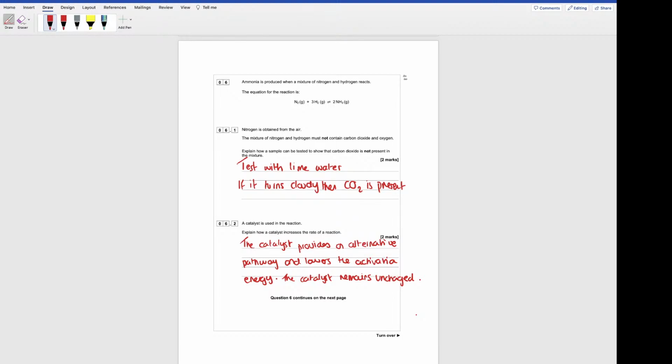So a catalyst only provides an alternative pathway. It doesn't, in essence, get involved in the reaction. It doesn't change at all. If you start with it and the reactants, you'll get it at the end in the products.